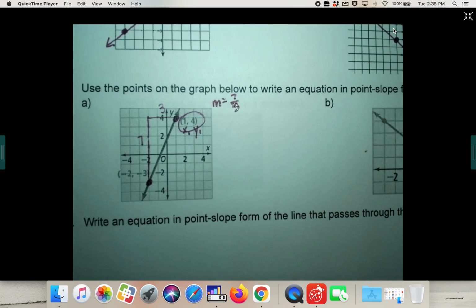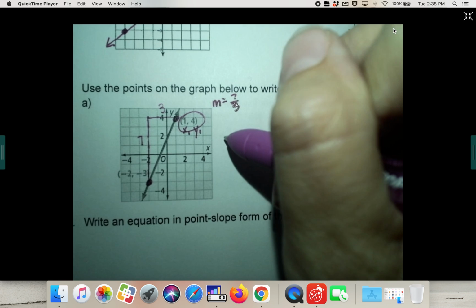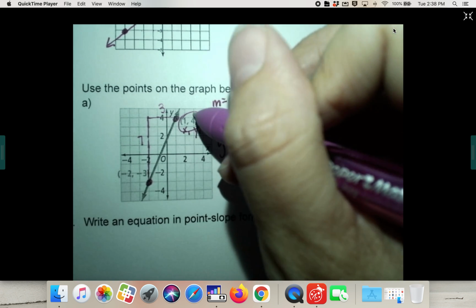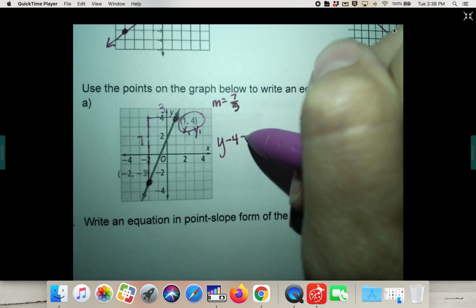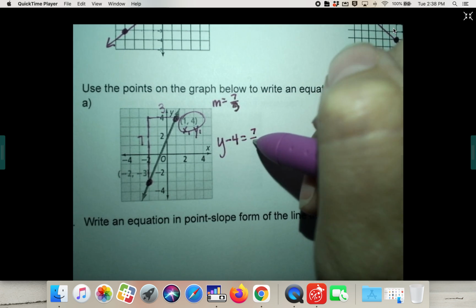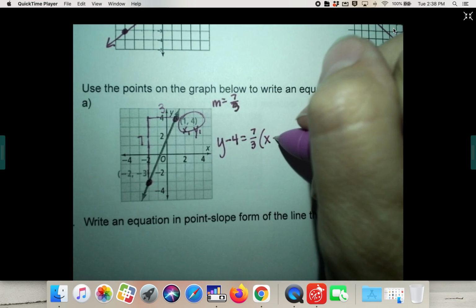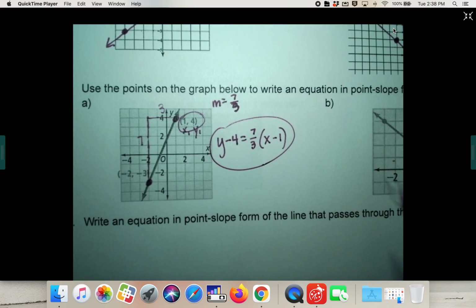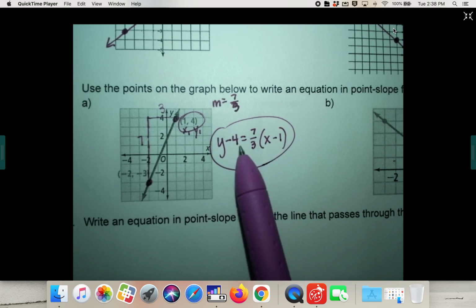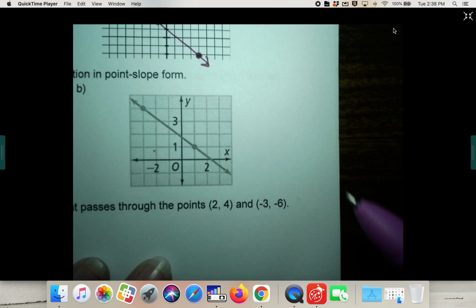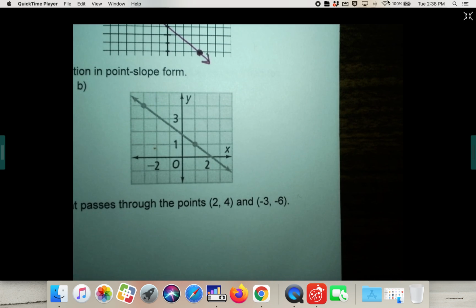Oops, that's a 3. Okay, so the formula in point slope form again is y minus my y1 coordinate, which is 4, equals slope, which is 7 over 3, times the quantity x minus my x coordinate, which is 1. And again, I could have used -2, -3 and changed, and this would have been slightly different, which is still correct.